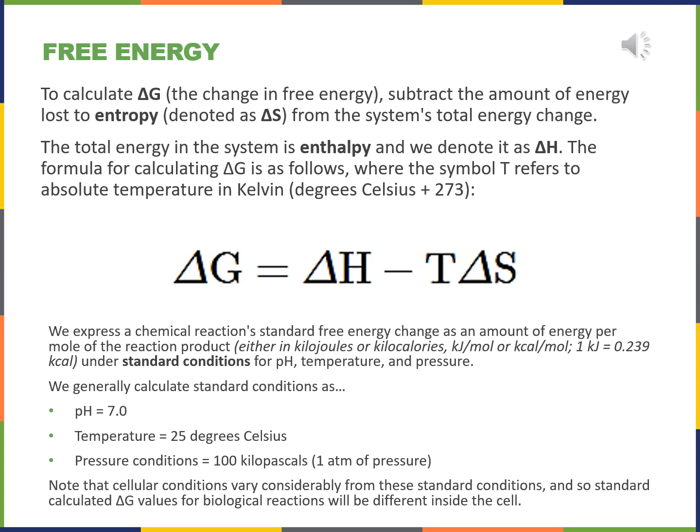The formula for calculating delta G is as follows, where the symbol T refers to absolute temperature in Kelvin, which is degrees Celsius plus 273. The change in free energy equals the change in enthalpy minus temperature times the change in entropy.